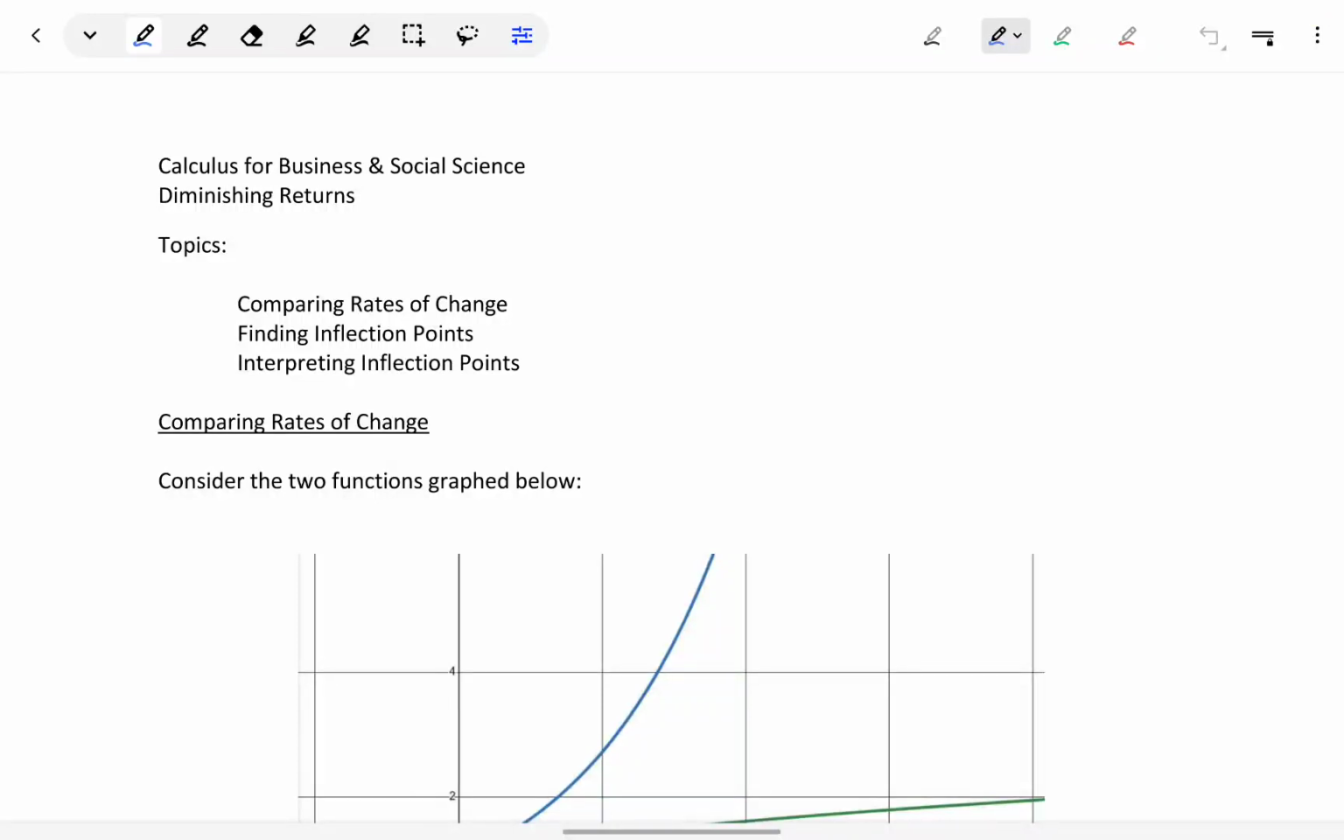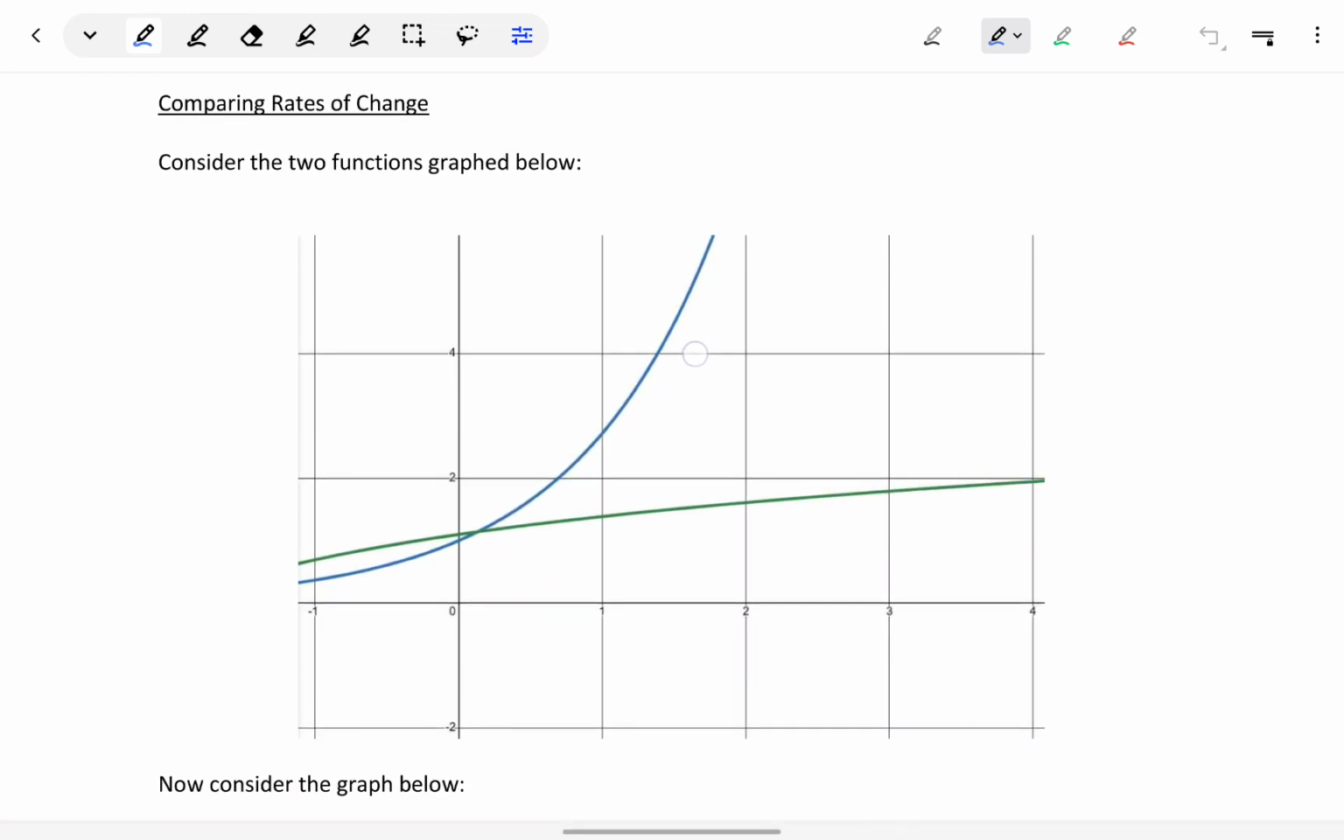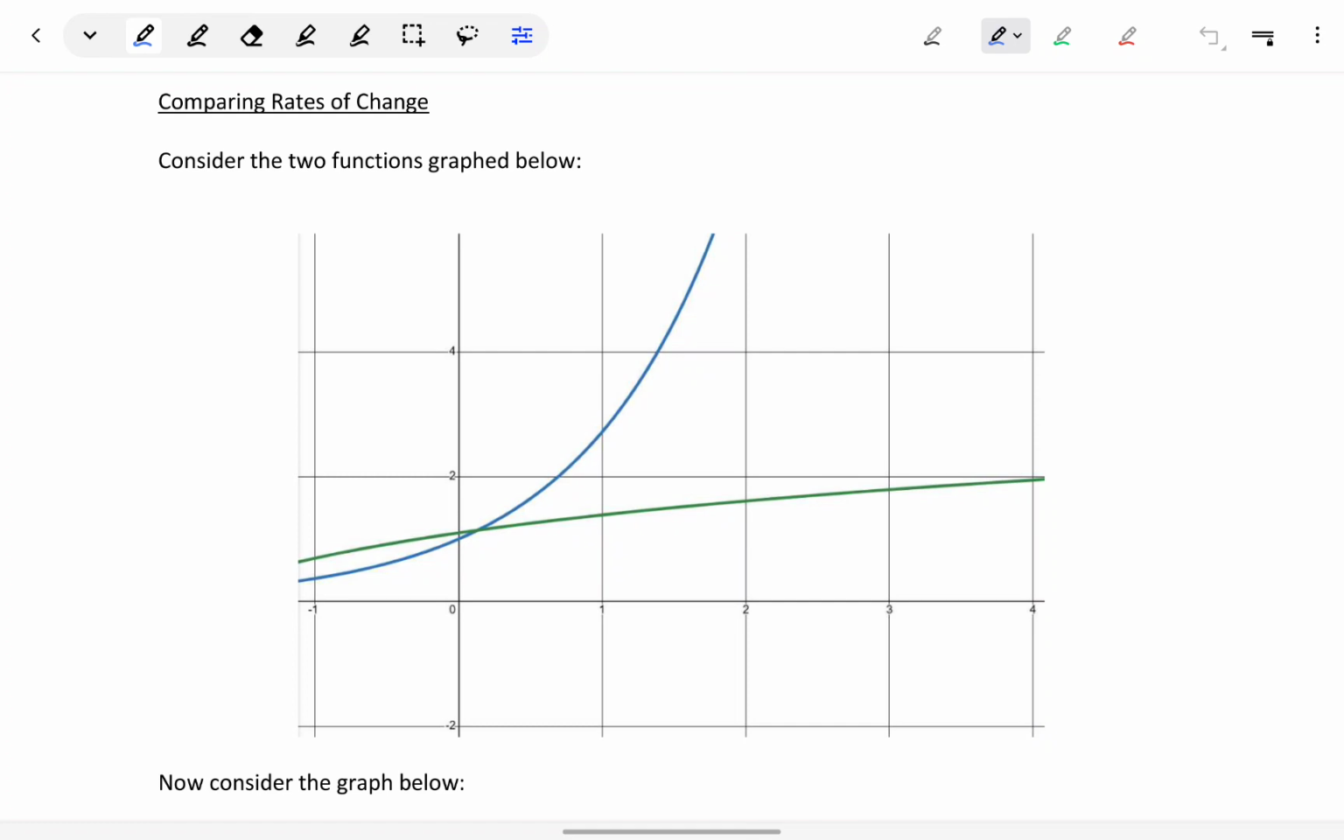In this section, we want to talk about the concept of diminishing returns. But before we get into that, we want to start off with talking about the idea of rate of change, or more specifically, comparing the rate of change of two functions.